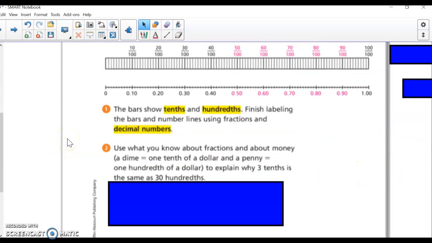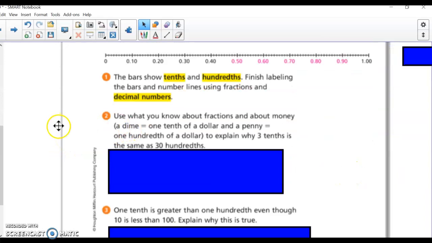Okay? So use what you know about fractions and about money, a dime, a tenth of a dollar, a penny, 1/100th of a dollar, to explain why 3/10 is the same as 3/100. So think about that right now. Maybe you don't need to write it, but say it. Why is 3/10 the same as 3/100? Pause it and think about it if you need to.